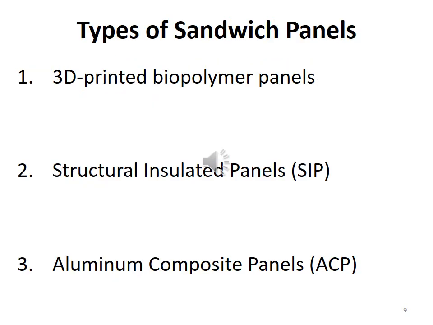Sandwich panel composite materials can be classified into three major categories. Number one, three-dimensional printed polymer panels. Number two, structural insulated panels. And number three, aluminum composite panels.